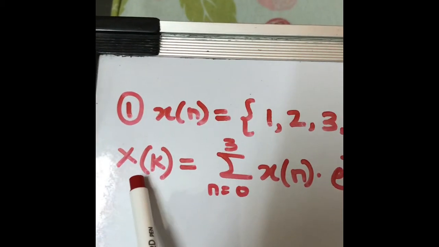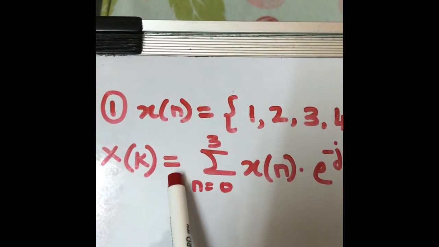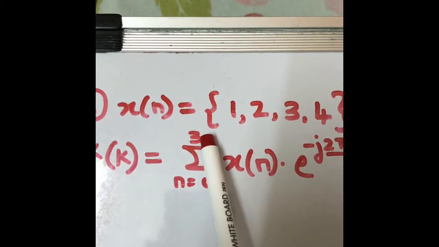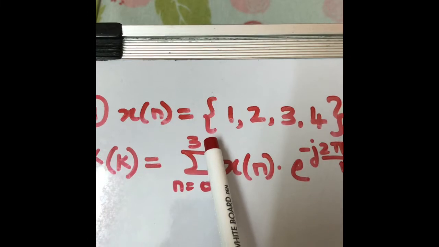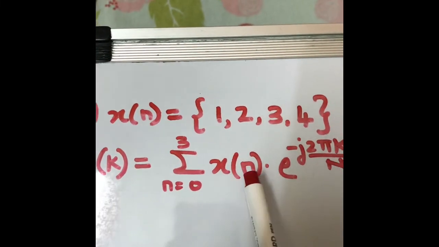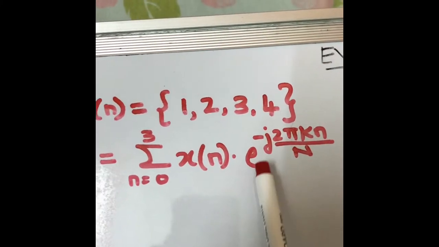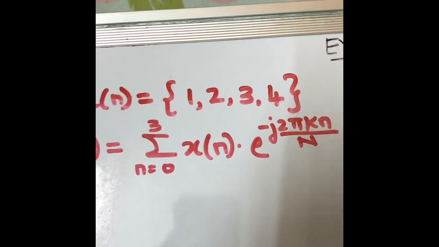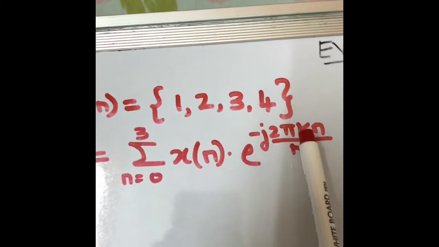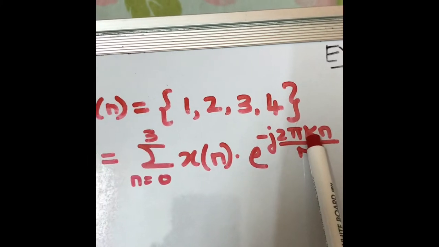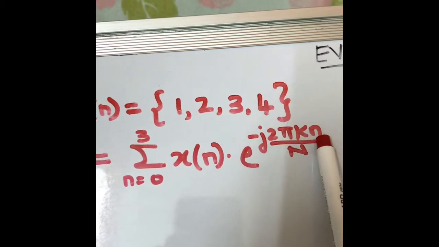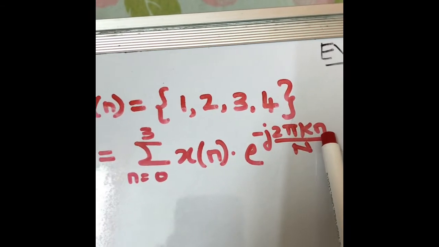And the DFT is given by X of k is equal to summation from n is equal to 0 to 3, that is N minus 1, x of n into e raised to minus j 2 pi k n by capital N. Here this k is the index of frequency and this small n is the index of time.